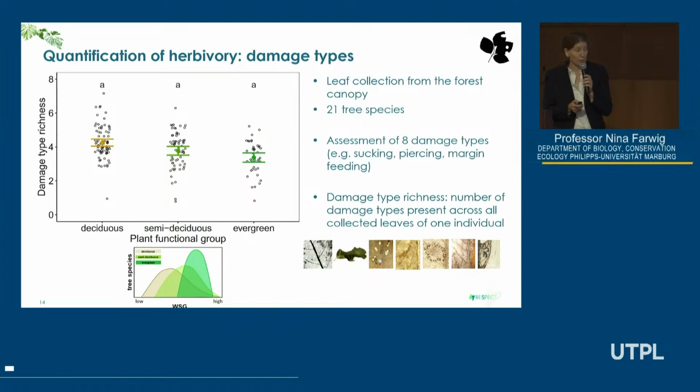In the next step, we also quantified the damage types that we found on the leaves that we scanned, and we differentiated 8 different damage types: sucking, piercing, margin feeding. There are also pathogens. You can see some pictures of these different feeding types down here. And you can see that there was a medium damage type diversity of roughly 4 different damage types across all the 3 plant functional types. And the damage type diversity did not differ among the 3 plant functional types.